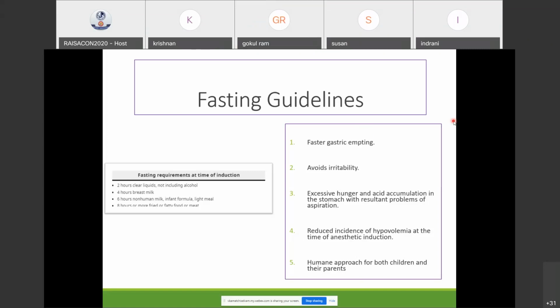Are you able to hear me? Hello? Hello? Gokul, are you able to hear me? Dr. Gokul? Hello? Some connectivity issue. Some kind of connectivity issue.